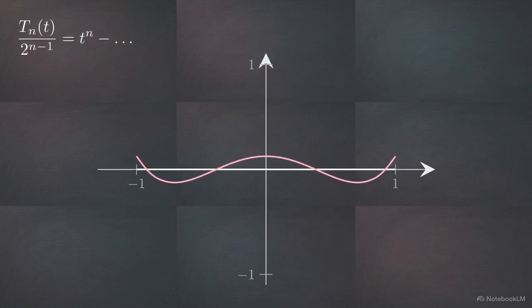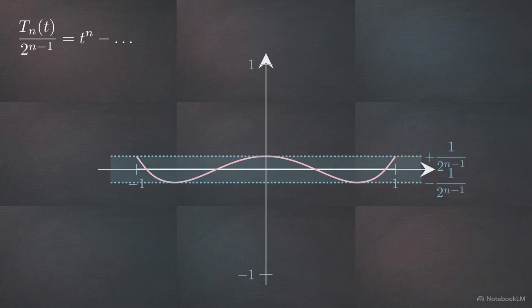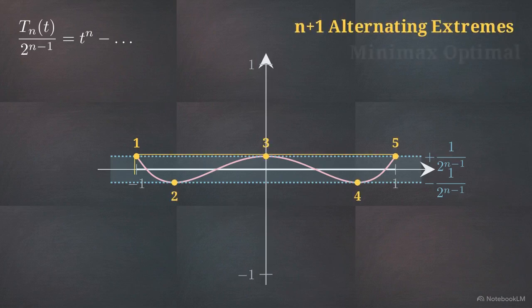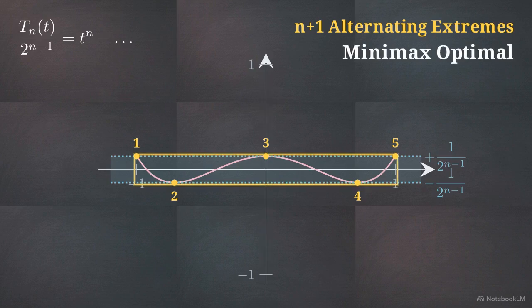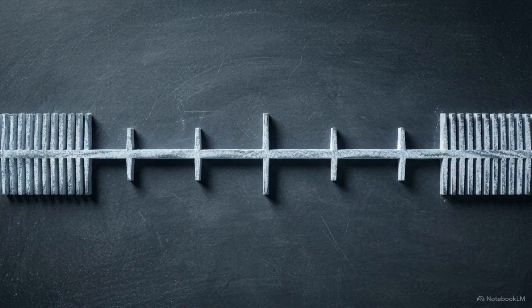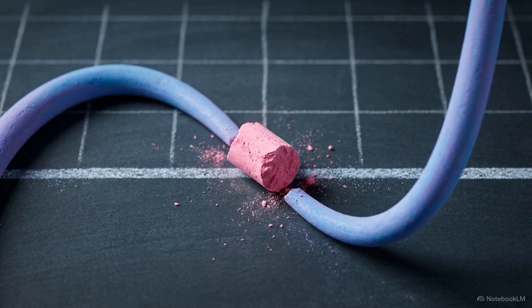This normalized polynomial now has a maximum deviation from 0 of exactly 1 over 2 to the n-1. Because it hits these deviation bounds n+1 times, it satisfies the alternating requirement. This makes it the best possible uniform approximation. These polynomials have several useful traits. T sub n will always have n real, simple roots located at specific points within the interval.